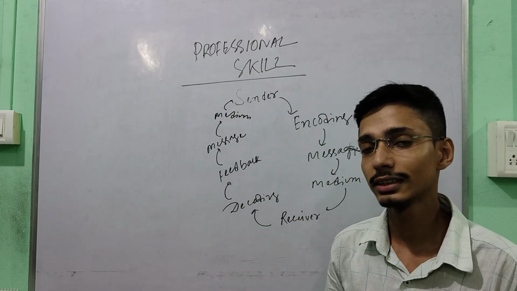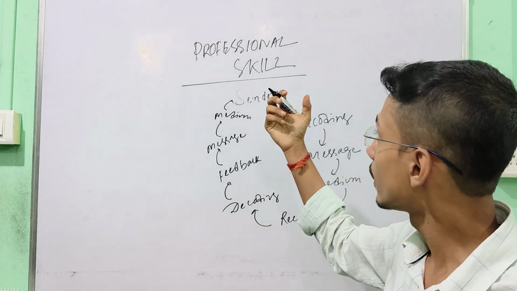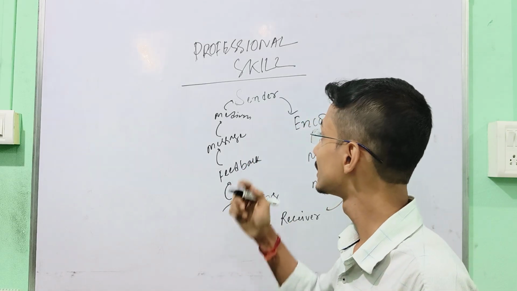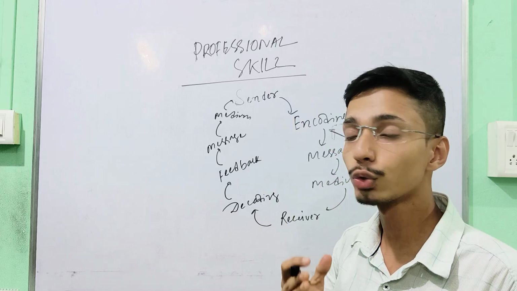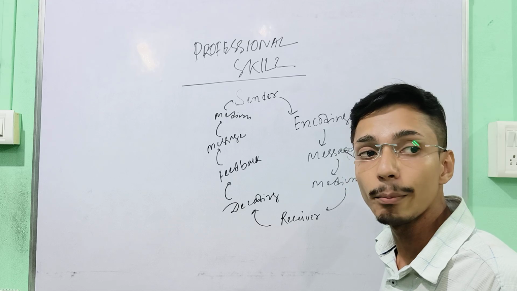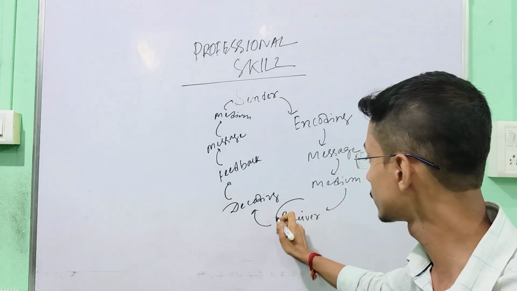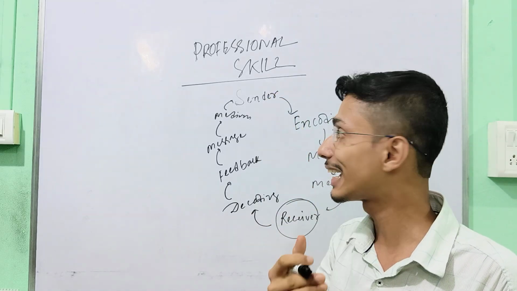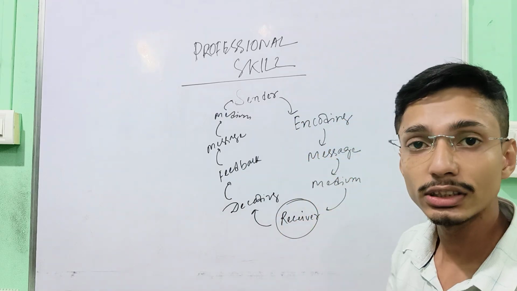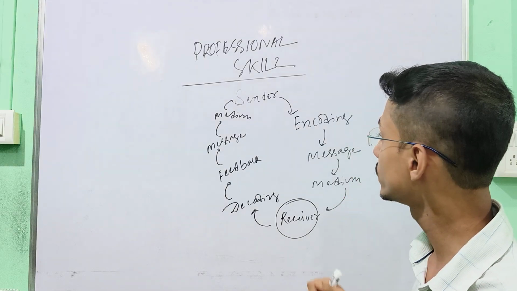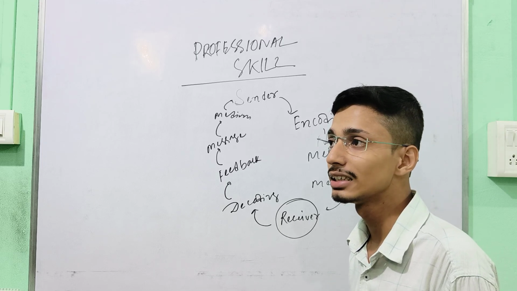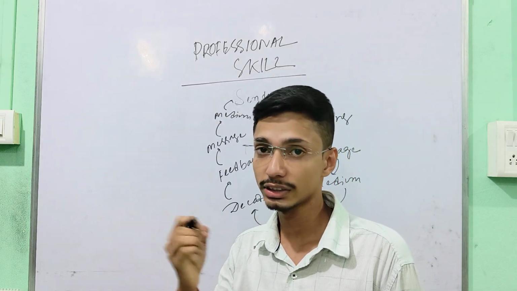From this cycle, we can know that professional communication skill is a cyclic process, where the sender sends a message through an encoding medium, and after that we need a medium to send this message to a receiver. We can't directly send the message from sender to receiver. We have to follow a cyclic process. This is our cycle of communication, through which the sender encodes a message so that it can be easily understandable to the receiver.